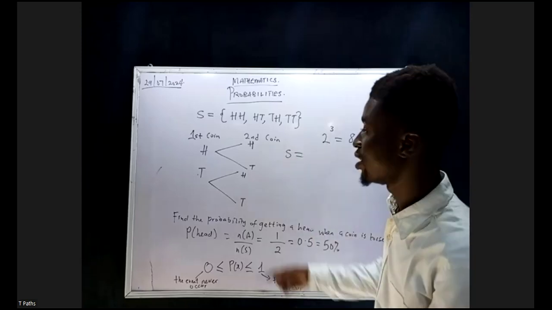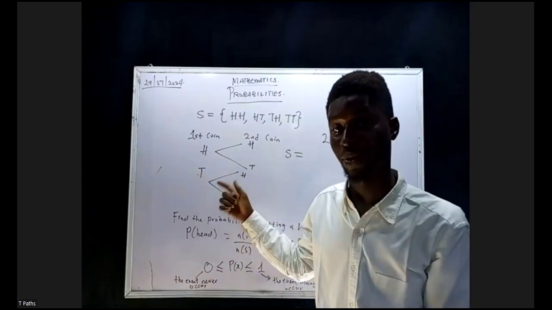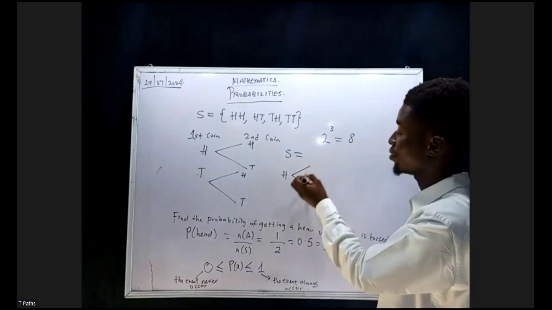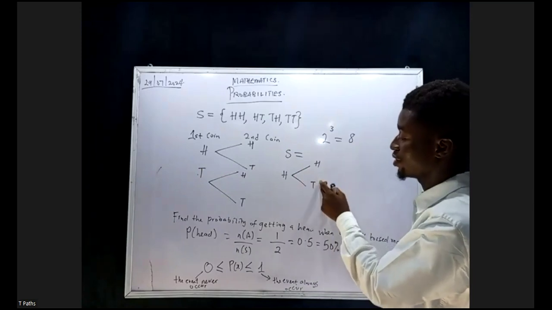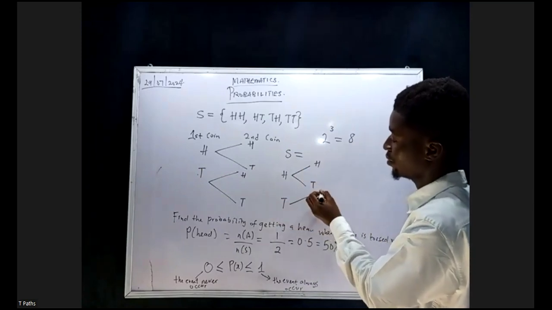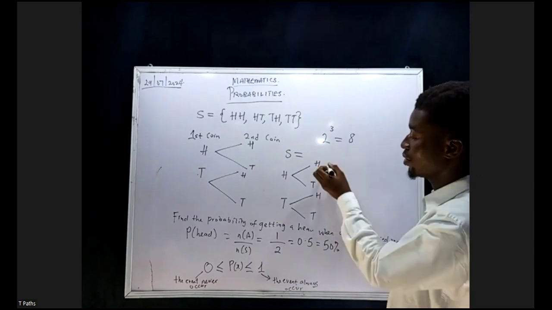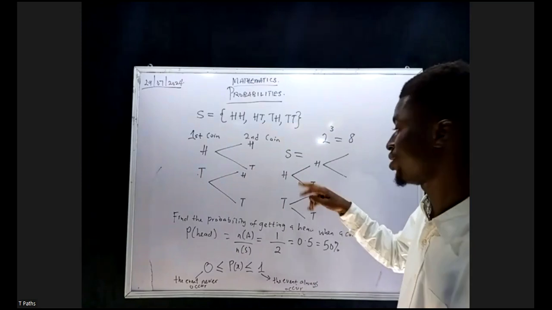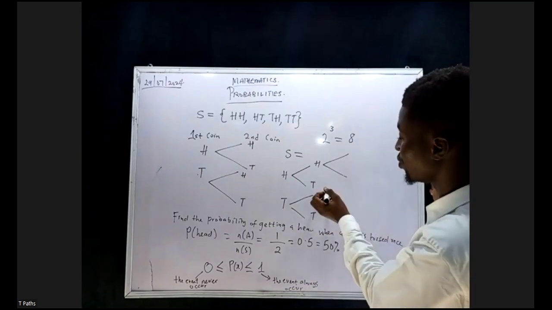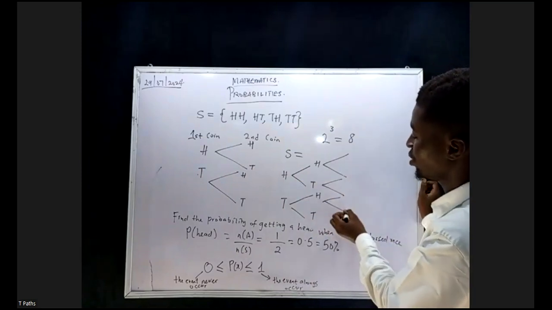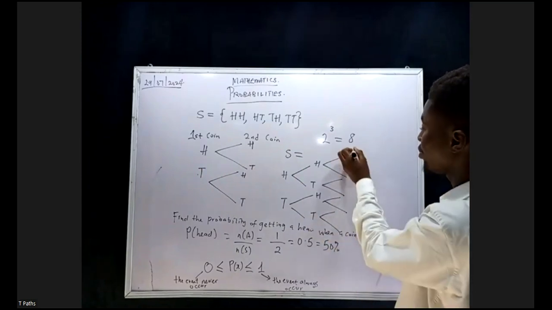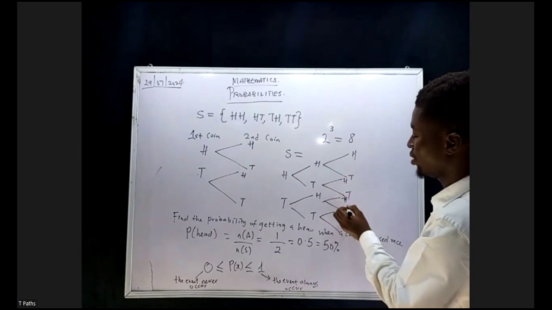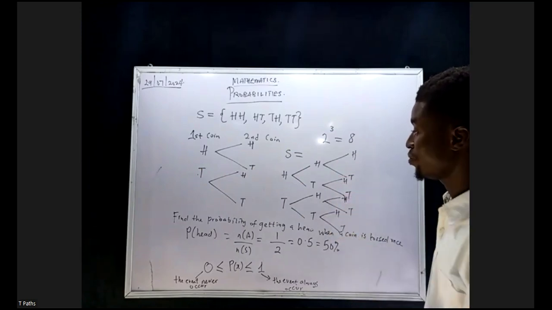S equals what? The same thing, we use this tree diagram. This is for the first coin, and this is for the second coin. Have you seen it now? Because I'm dealing with 3 coins, I will have more branches in this tree diagram. So I also have head, tail here, head, tail, head, tail, head, tail. I hope you can see that.